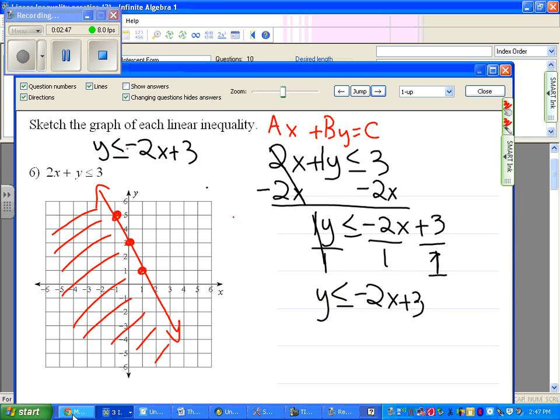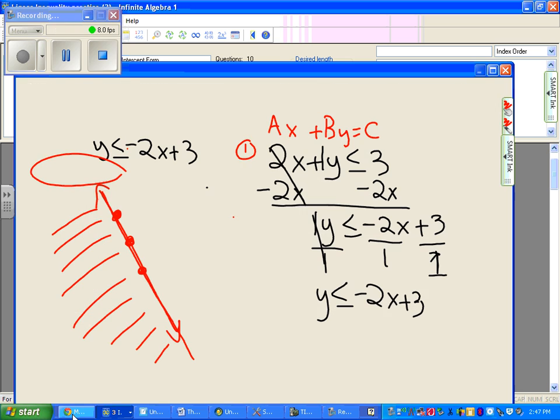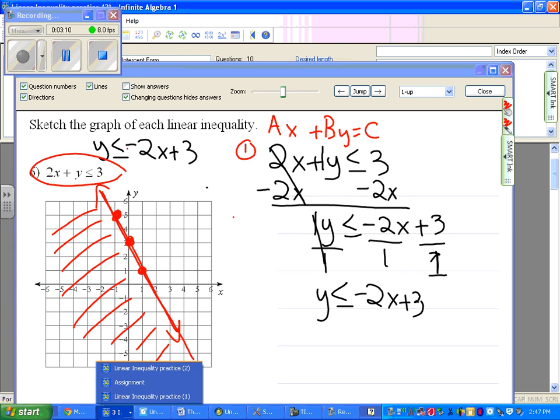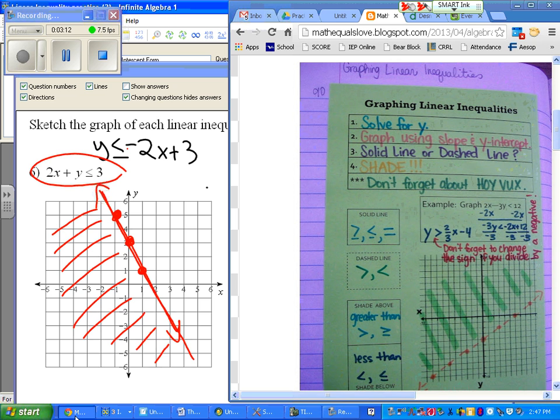So if you're asked to graph the linear inequality 2x plus y is less than or equal to 3, remember the steps. Step number 1, get y by itself. Step number 2, graph the points. Step number 3, is it solid or dashed? And step number 4, shading above or below.